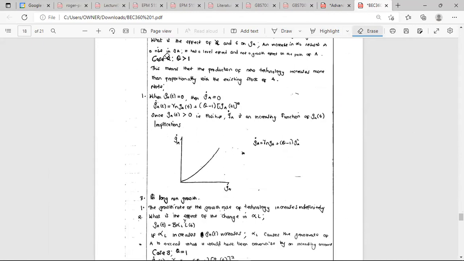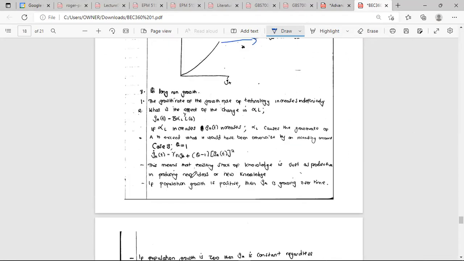In the second case, it's now positive, and so what happens? It's now going up, it's not going down. The growth of knowledge is now going up, and so this function is not converging to zero. It's just going up like that. So it is positive and it is an increasing function. What this implies in the long run is that the technology increases indefinitely.